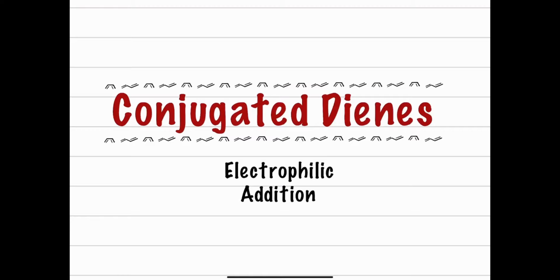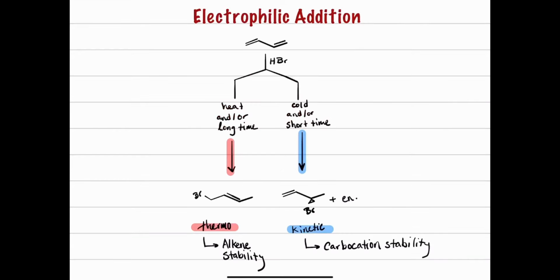Today we'll be talking about conjugated dienes and one of the reactions they undergo, electrophilic addition. Conjugated dienes are two double bonds separated by a single bond, and these systems are more stable than normal alkenes because the electrons are delocalized over the entire system. This will become evident when we look at electrophilic addition and see some of the resonance structures formed.